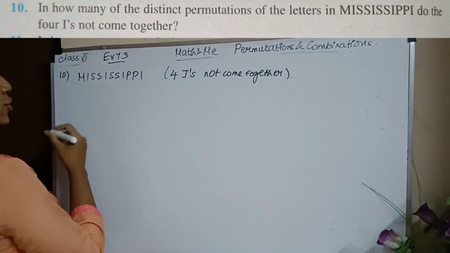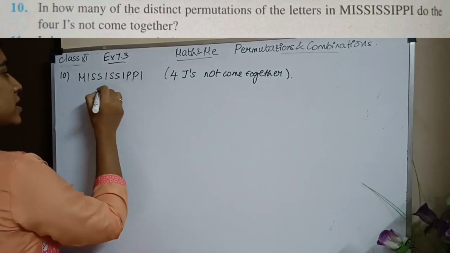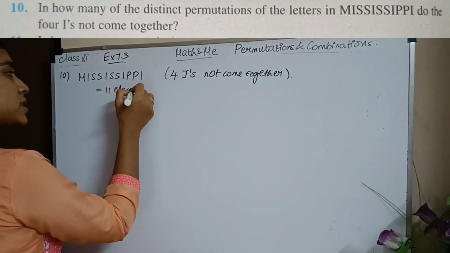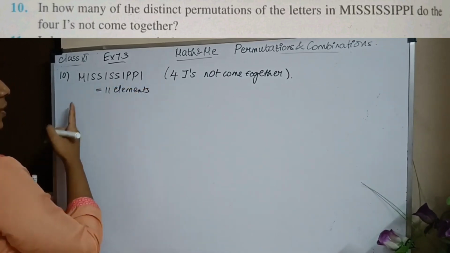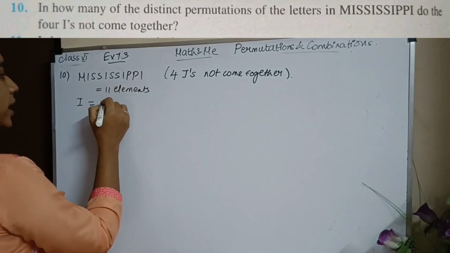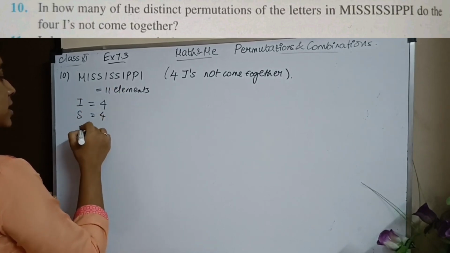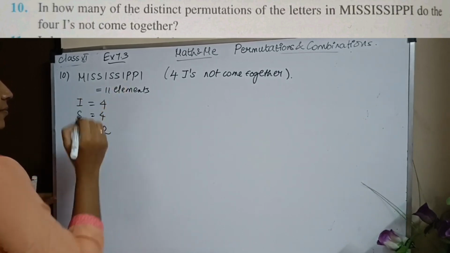So how many elements do you have? 1, 2, 3, 4, 5, 6, 7, 8, 9, 10, 11. So I have 11 elements in total. And how many repetitions do I have? M comes only once. I comes 1, 2, 3, 4 times. Then S comes 1, 2, 3, 4 times. P comes 2 times.